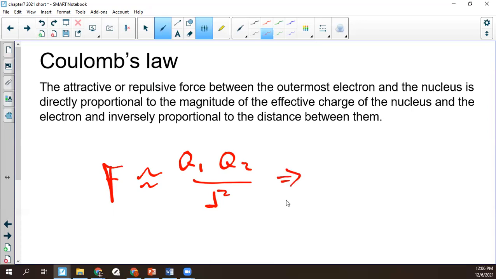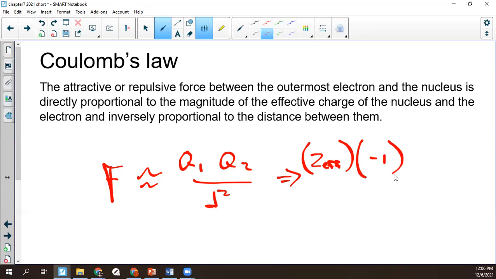R or D is fine. R means radius, D means distance. They're the same thing. It doesn't mean diameter, though. I guess I should be careful there. All right. And you can put R if that's more clear. So it's the Zeff, which we'll learn more about, times -1.